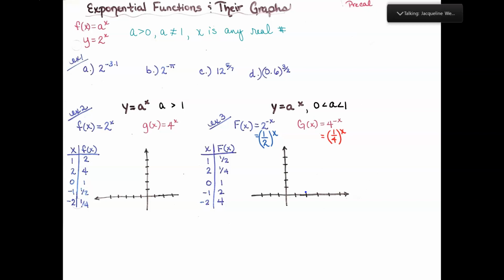All right. So a has to be a number that's greater than 0 but not equal to 1. And then your exponent, x, just has to be a real number. Can't be imaginary, just a real number. So it could be positive, negative, decimal, fraction. It could even be something like pi.